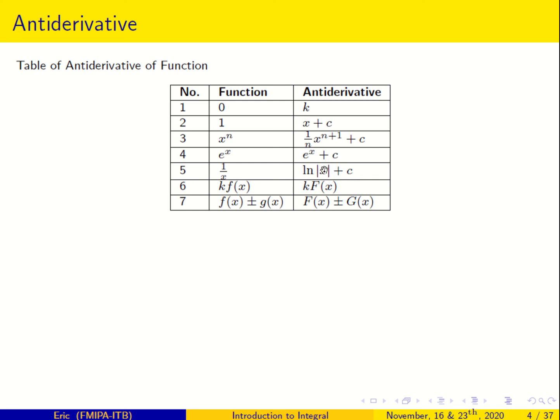Why do we have the absolute value? We can prove that if x is negative, the antiderivative should still be the natural logarithm of a positive number. So it should be the natural logarithm of the absolute value of x, because it should always be positive. What about the function k times f(x), with k an arbitrary real number? It should be k times the antiderivative. What is the antiderivative of f plus g or f minus g? It is capital F plus or minus capital G.